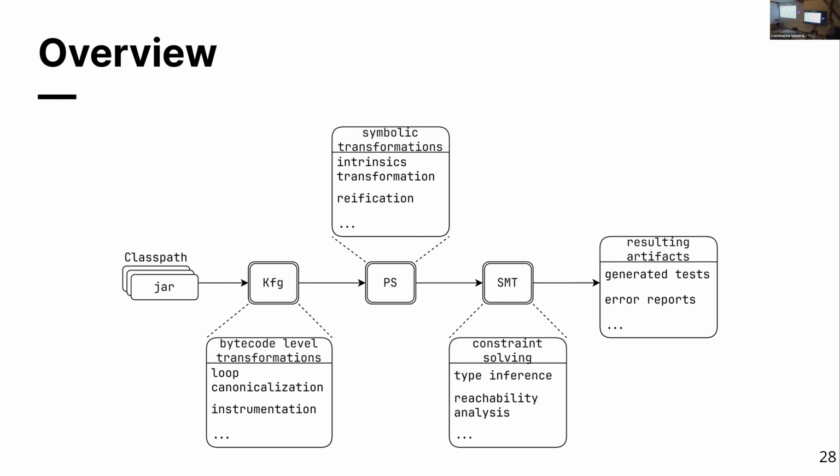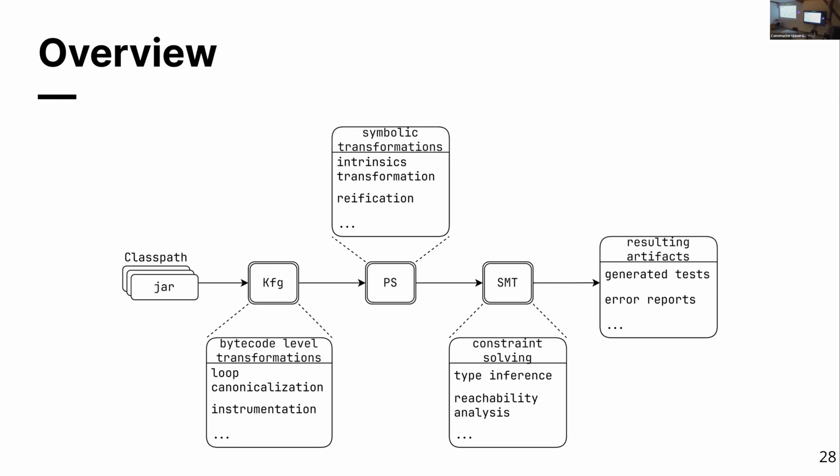Here you can see the three main layers of KEX, because it takes a set of compiled classes as input. After that, it builds a bytecode representation that we call KFG, because the library that we use to do so is called KFG. At this bytecode level, we can do transformations, modifications, instrumentation, etc. After that, we convert this bytecode representation into our intermediate representation called predicate state, which is basically the equivalent of the symbolic state in the examples before. Again, we can do some transformations, modifications, verifications on this symbolic state.